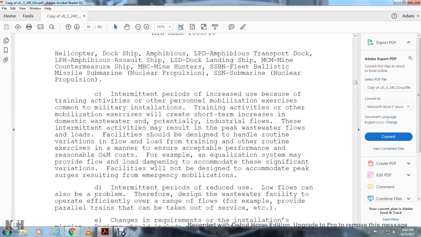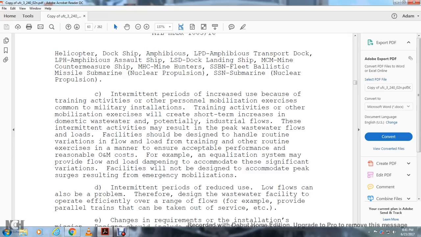Intermittent periods of increased use, such as training activity or a personnel mobilization exercise at a military installation, will create a short-term increase in domestic wastewater along with industrial flow. These intermittent activities may result in peak wastewater flows and loads. The facility should be designed to handle routine variation in flow and load, to ensure acceptable performance at reasonable operation and maintenance costs.